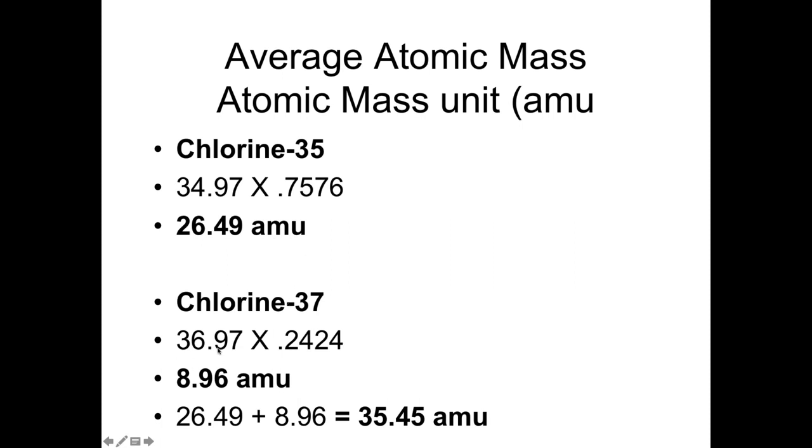Chlorine-37 has a mass of 36.97. The relative abundance, when you write it as a decimal, is 0.2424. That'll be 8.96. And when you add those two together, you're going to get 35.45 AMUs for that.